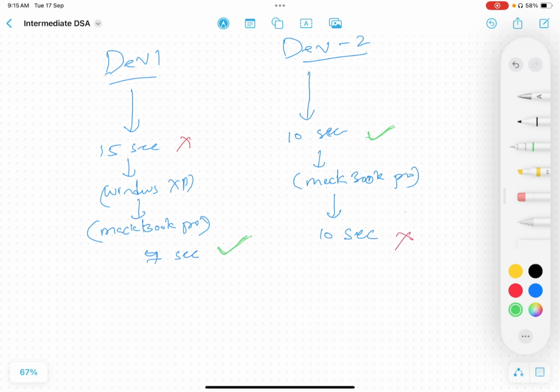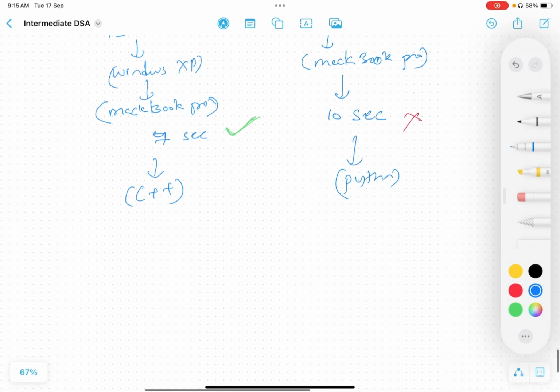Right. Now what if I say developer 1 is using some programming language called, let me use blue, C++. But developer 2 is using Python. C++ has faster execution time than Python because Python uses an interpreter. Again, you say this is not fair. Let developer 2 use C++ only. After he changed it to C++, it is 5 seconds now. But still my developer 1 is 7 seconds. Right? So again I vote for developer 2 and I reject developer 1.